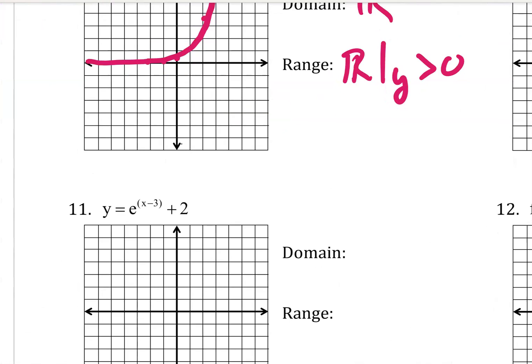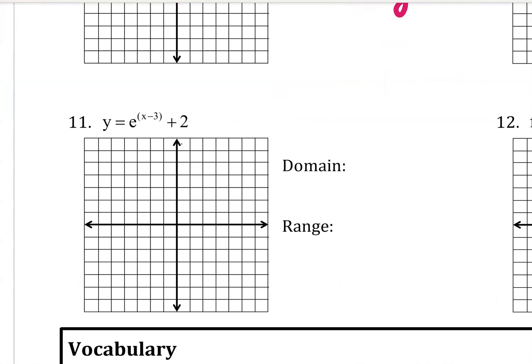Next, e to the x minus 3 plus 2. Well, let's see. This is going to make it so that x has to equal 3 for my exponent to be 0. E to the 0 is 1. 1 plus 2 is 3. So when x equals 3, y equals 3.